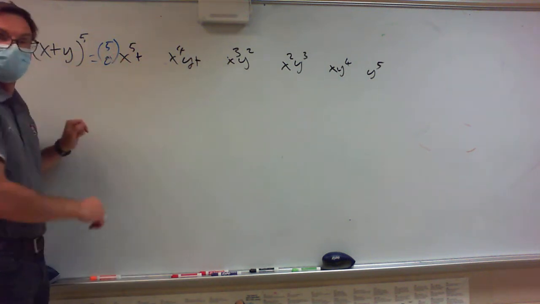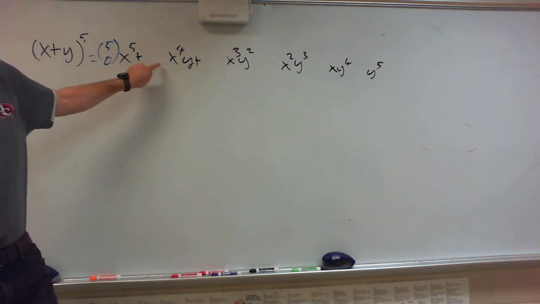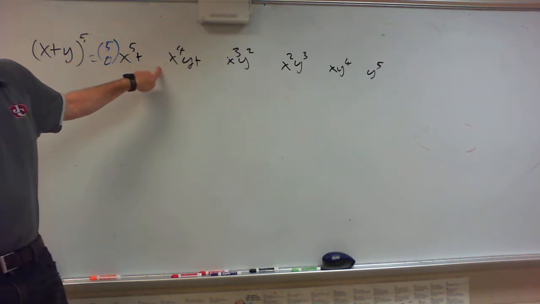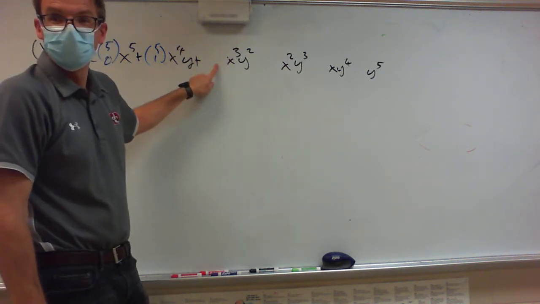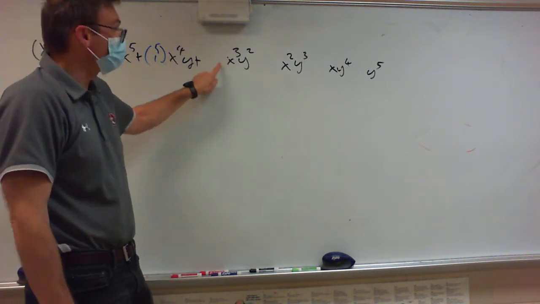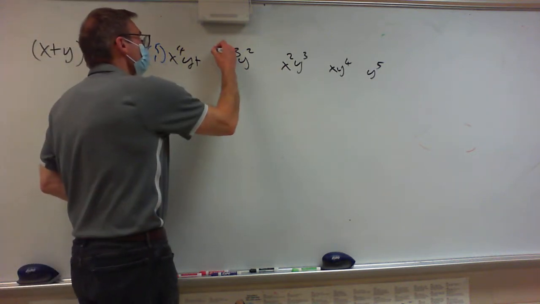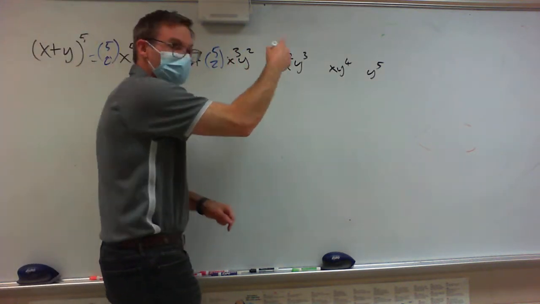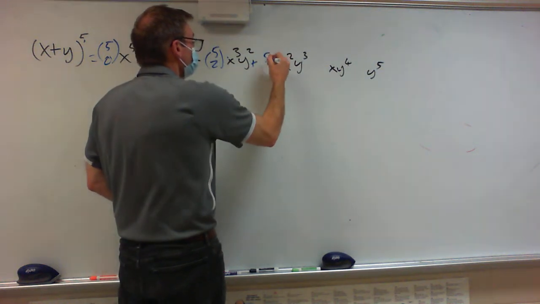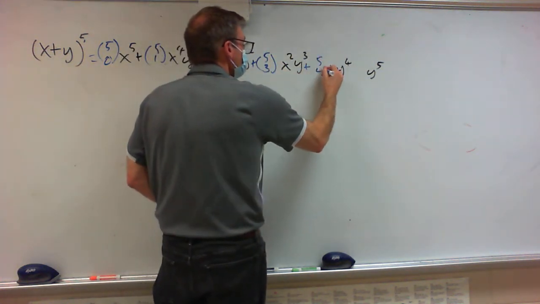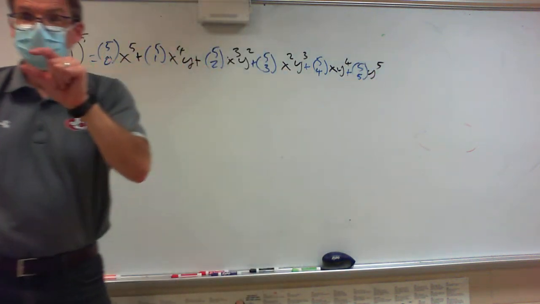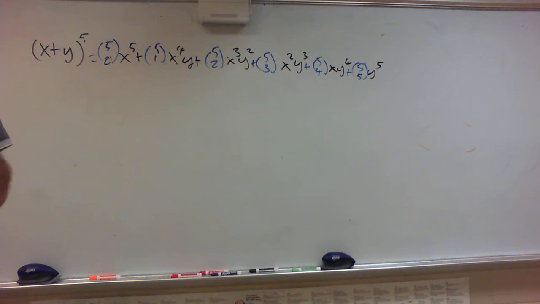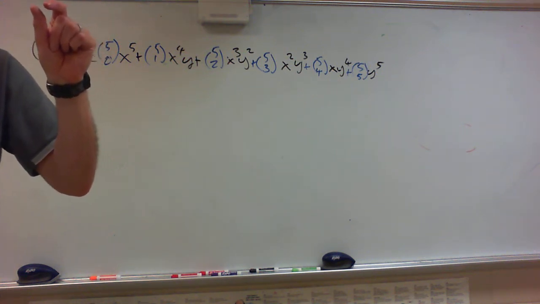5, choose 0. Okay? What's this one? If you're counting y's, what's this one going to be? 5, choose 1. Perfect. What's this one going to be? 5, choose 2, because we're counting our y's. Everybody see what's going on here? Plus 5, choose 3. Plus 5, choose 4. Plus 5, choose 5. Was everybody okay with that? Everybody see where I got those numbers?